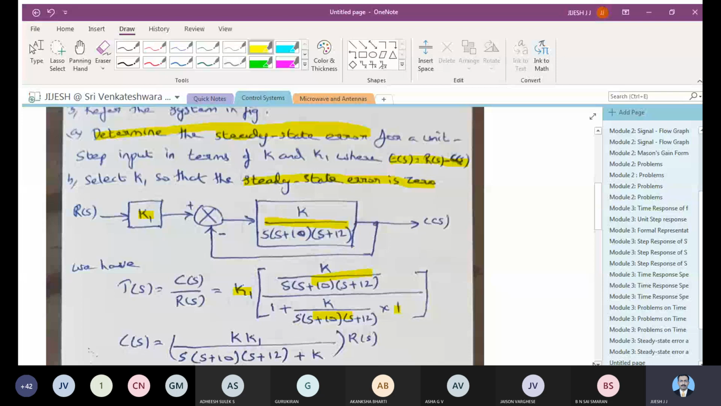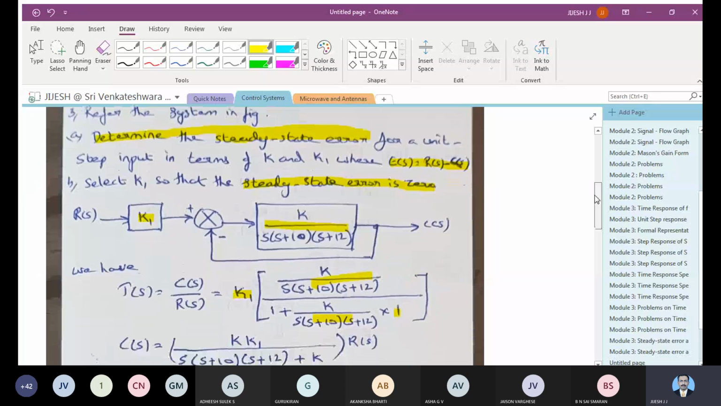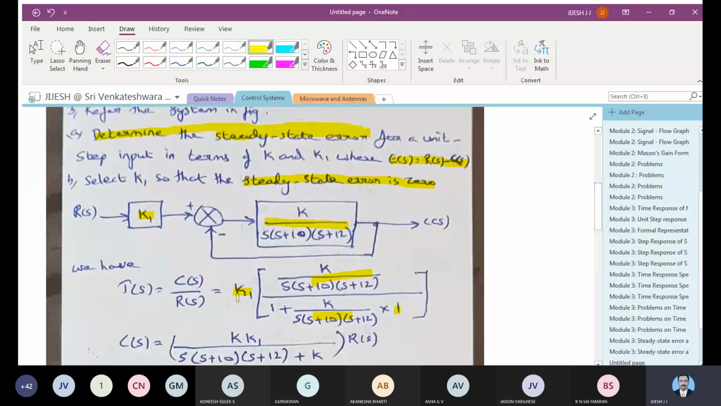So let me just simplify that. You don't need to simplify too much. C of S by R of S is equal to... So what are the common terms? Take the denominator common and simplify it. You'll get K1 divided by S into S plus 10 into S plus 12 plus K, multiplied by R of S. That is how you write C of S.